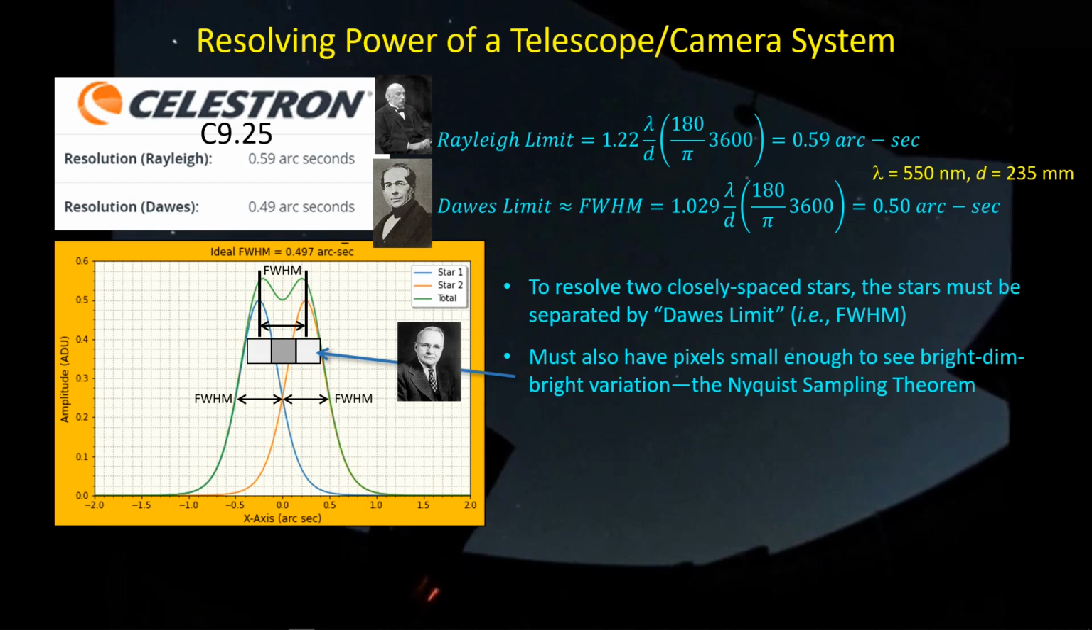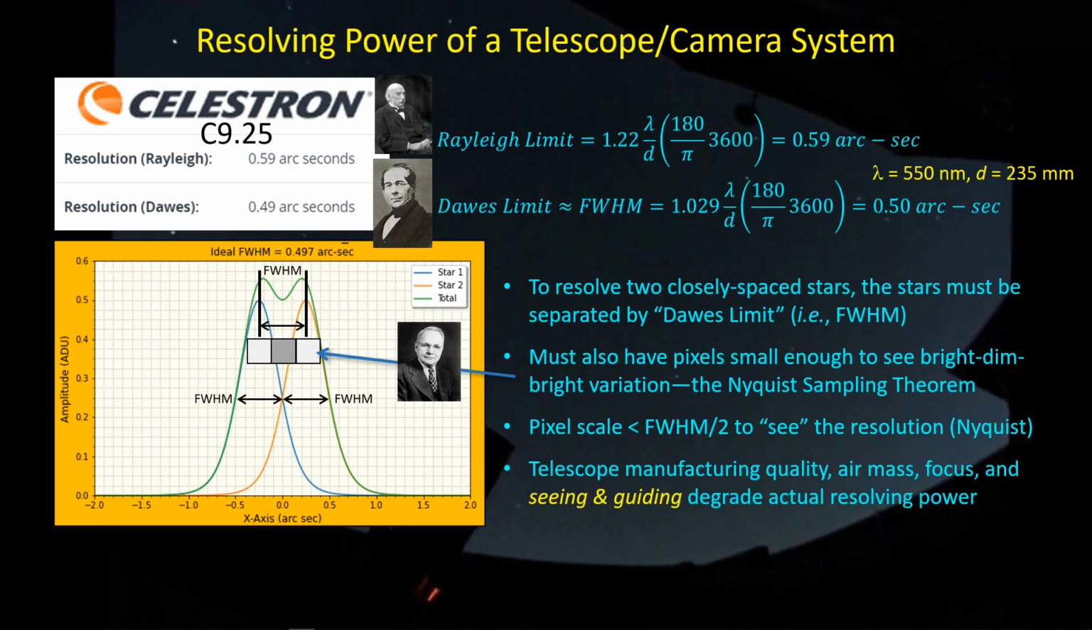What Nyquist essentially said is that to resolve any periodic feature, whether it be a sound wave, a light wave, or a spatial wave, as we're talking about here, in order to resolve a spatial feature, you've got to have two sampling points within that separation zone, which means the pixel scale has to be less than the full width at half maximum divided by 2 in order to see the Dawes limit resolution. And that's the Nyquist limit.